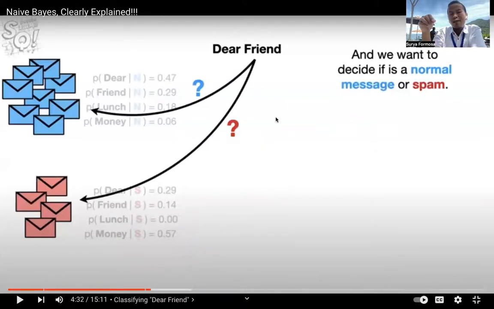And then in this example, a new message consists of 2 words. The first one is dear, and the second one is friend. So what is the decision of the machine learning model related to this email? How do we calculate it using naive Bayes classification?